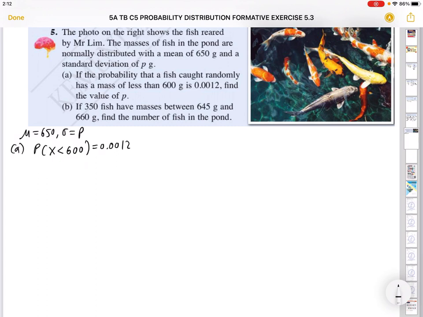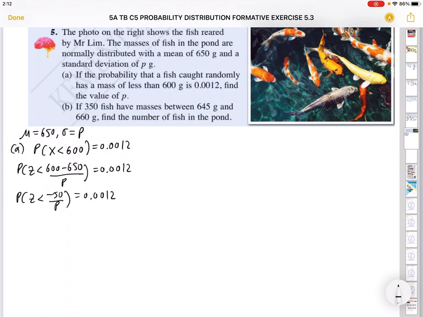So here, the first thing is I will standardize first. I'll change X to Z. I'll take 600 minus mu 650 divided by standard deviation P, equals 0.0012. So when you standardize, this is negative 50 over P, equals 0.0012.